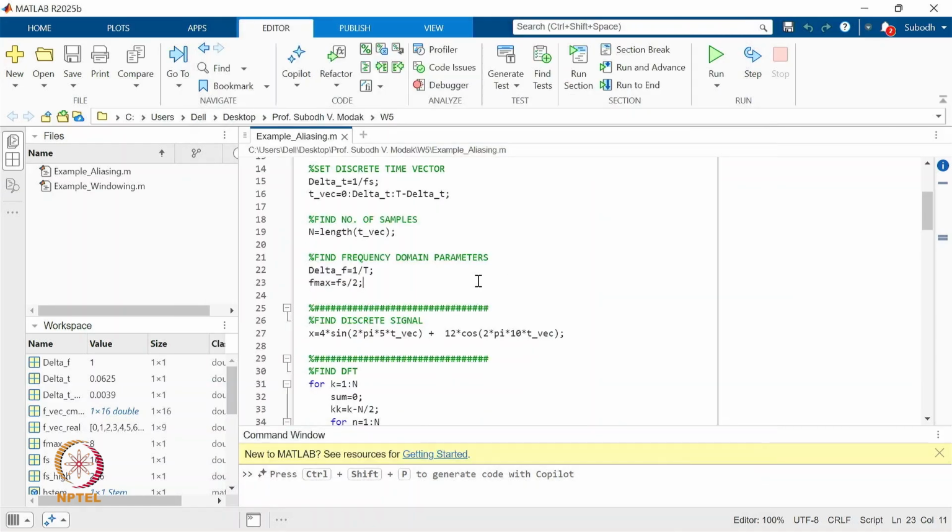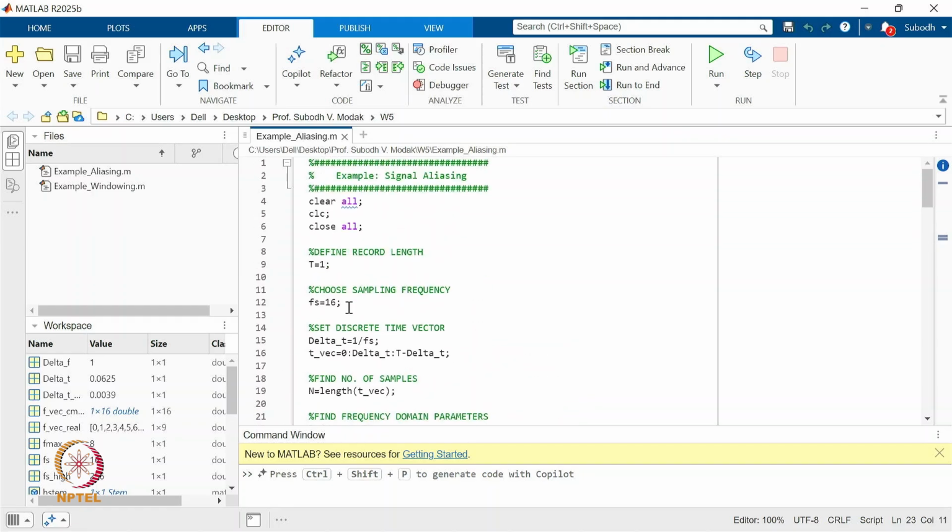Now, just to further demonstrate, if I use a sampling frequency of, let us say, 20 hertz, you can see here instead of 16 I have made it 20, and if I run this program, we hope that because the highest frequency component was 10 hertz and 20 satisfies the Nyquist sampling theorem, we must get a correct indication of both frequencies. Let us run this.